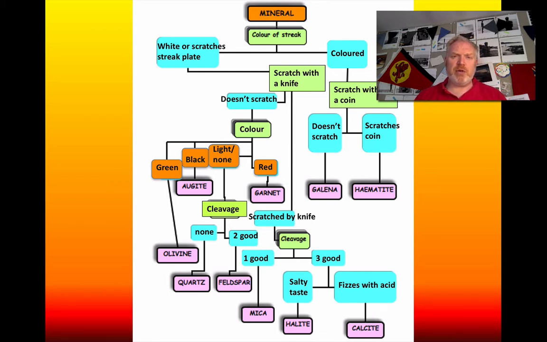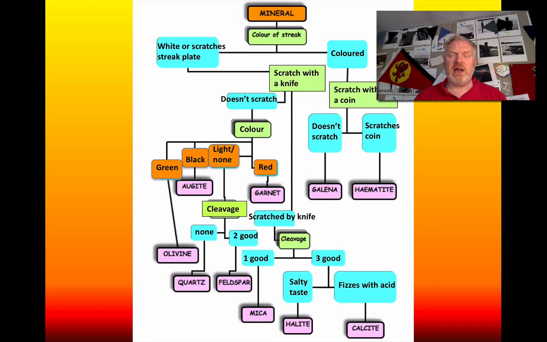There's a large group of minerals that either have a white streak or that scratch the streak plate. Sometimes it can be hard to tell the difference between them. So if we go and try and split those up by hardness, this time with a knife, remember 5.5, the minerals that are scratched by a knife, that are softer than 5.5, are either mica, halite or calcite.